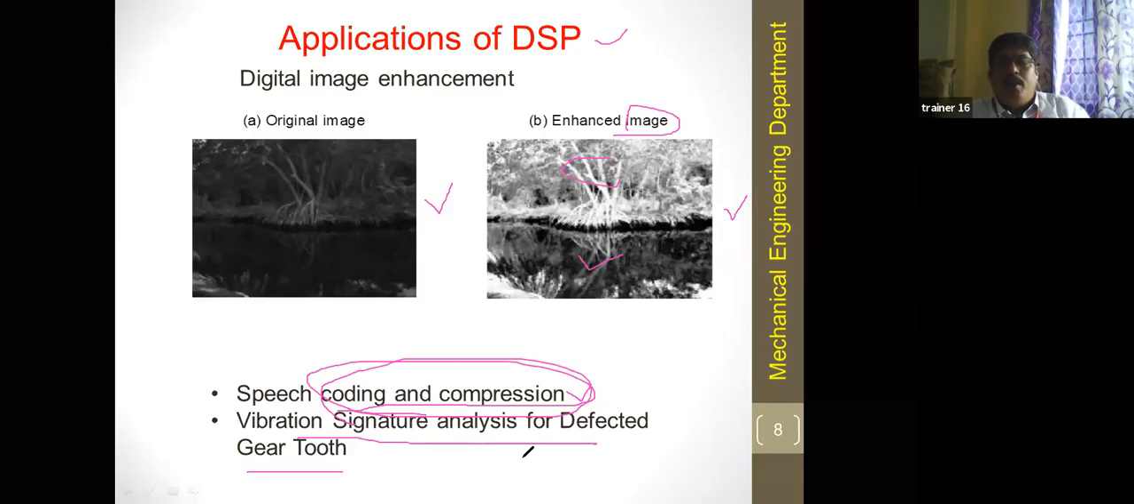Same as in our human body, if there is any malfunctioning of the heart, we can find out through ECG. Similarly in machines also, not only in a defected gear tooth, this is the example I'm taking. Any vibration, more vibration, is caused due to some defects inside. That defect we can find out through DSP.